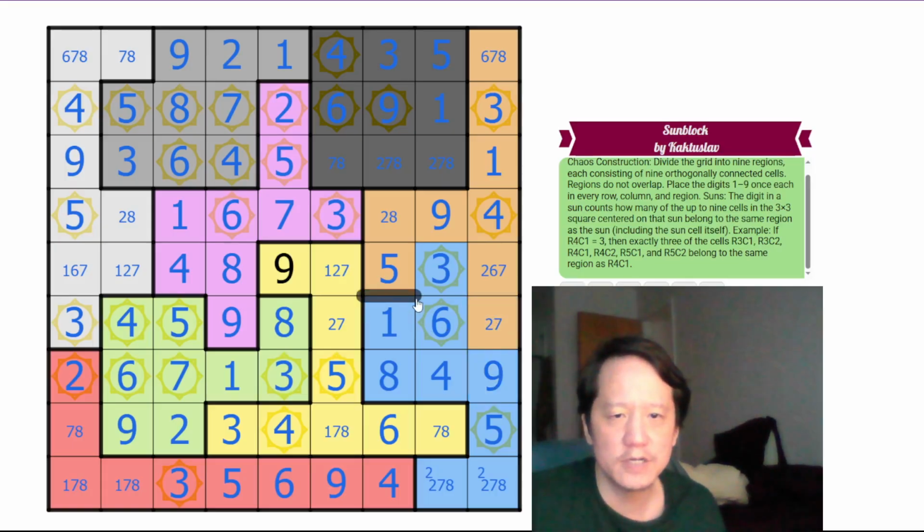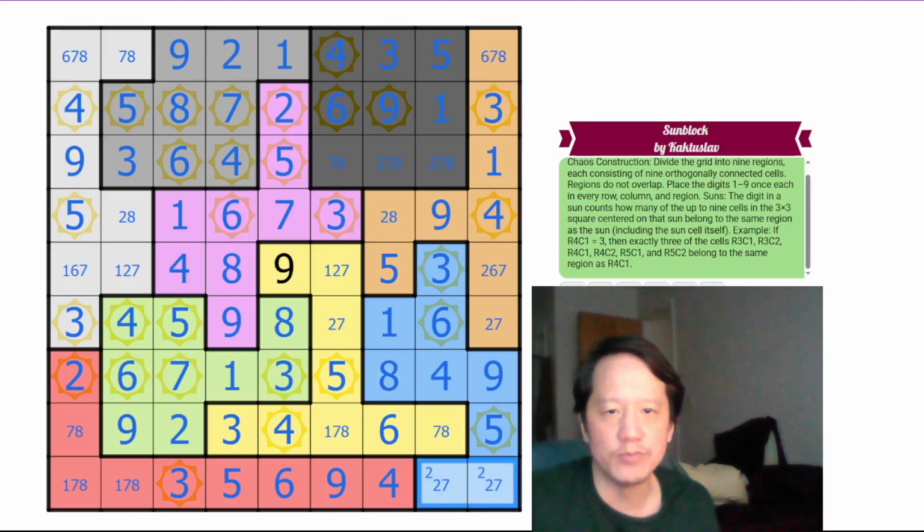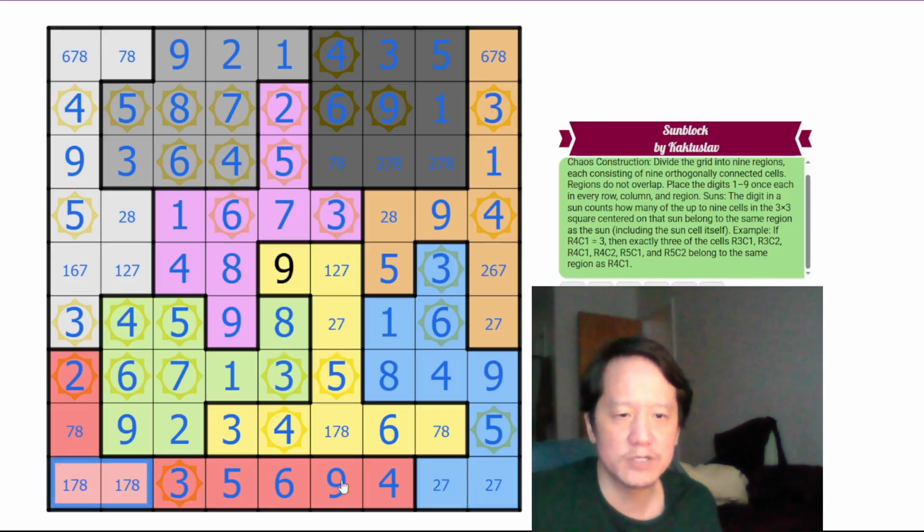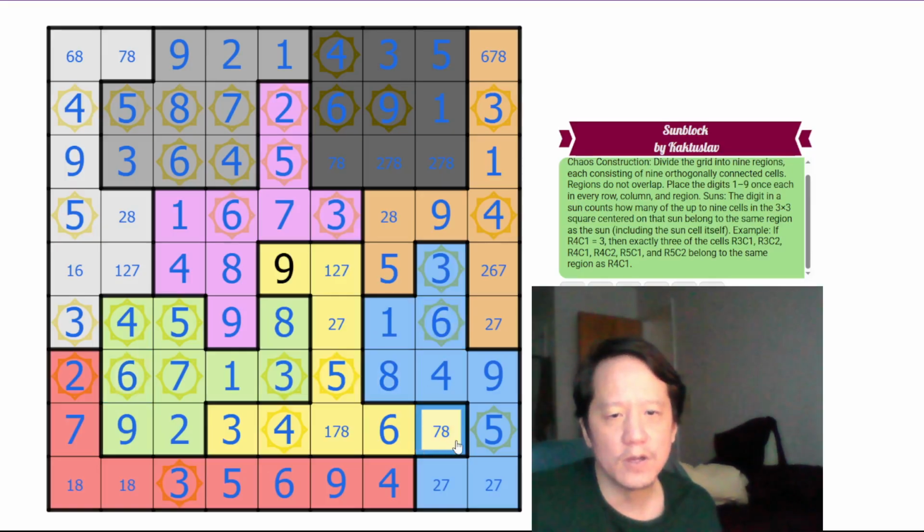So that's done as a region. 8 eliminates 8 in the rest of the blue cells. So this has to be 2 7 as a pair, which eliminates 7 here in the red cells. That makes this a 7, which eliminates 7 in the rest of the column. 7 eliminates 7 here, so this is 8. This can't be 7 or 8, it's 1, which eliminates 1 in the rest of the column. 2 and 7 as a pair, eliminate 2 7 here, so that's 8. There's no 8 here. 8 eliminates 8 here, so it's 2. This can't be 2 or 8, it's 7.